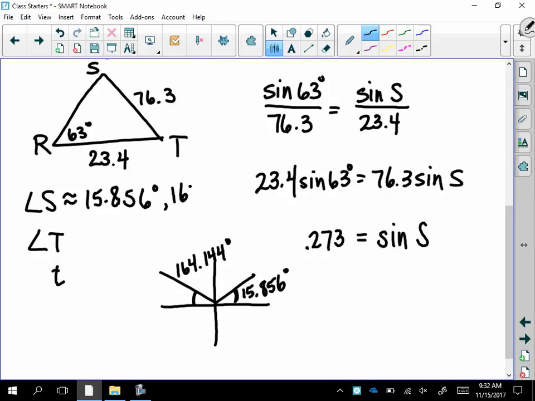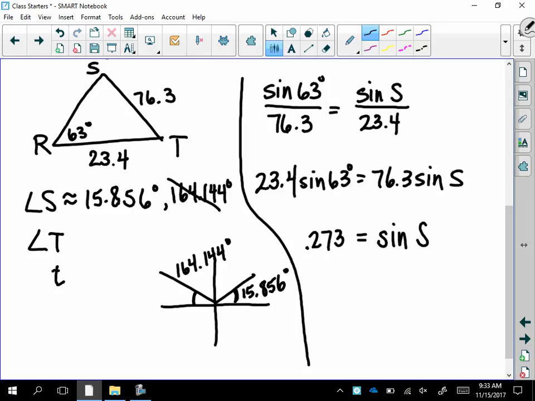So it might look like there are two possible answers for angle S. We have the answer in the first quadrant, because that's an angle where the y-coordinate is 0.273. But there's also an angle in the second quadrant where the y-coordinate is positive 0.273. And we get that by saying 180 minus 15.856. But for this particular triangle, this can't be. Why not? Yeah, if we match up with this angle that's given, we're way over 180 degrees, right? So we can rule that one out.